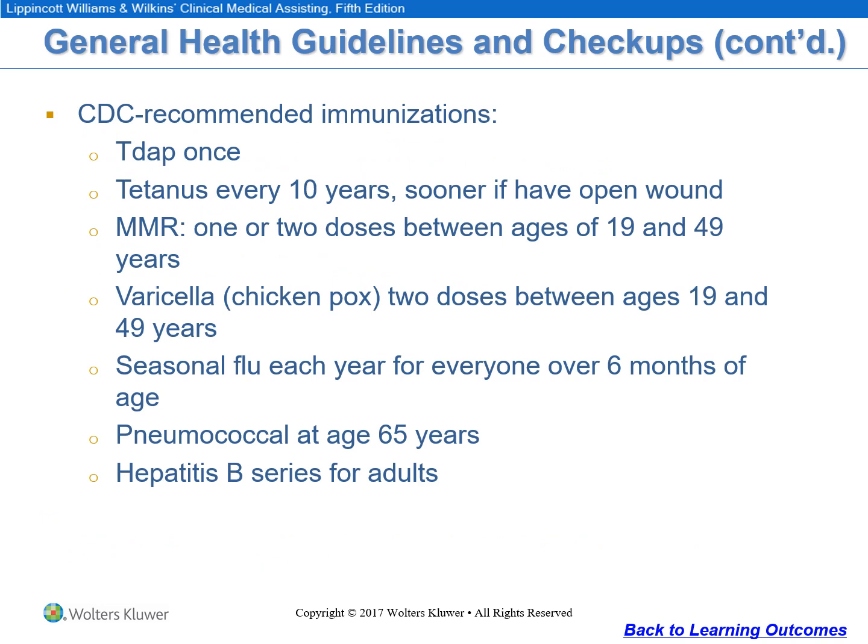And lastly, some CDC recommended immunizations. Again, check your book for a little more information. Tdap once, but tetanus every 10 years, sooner if you have an open wound. MMR between 19 and 49 years. You might have to renew your MMR; there are different protocols for that over the age of 50. Varicella, which is chickenpox, typically 2 doses. Seasonal flu should be done each year. Pneumococcal over the age of 65. Hepatitis B for the adults.